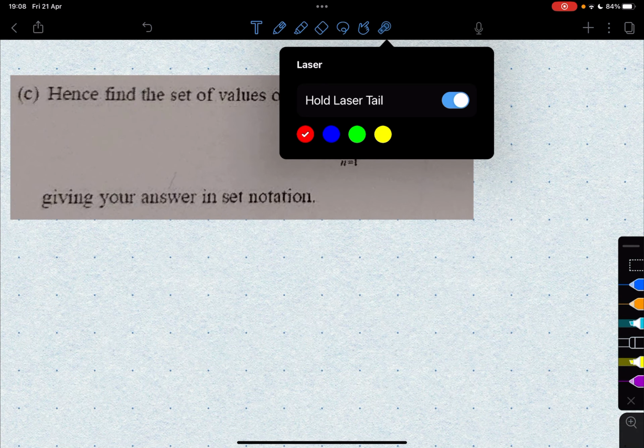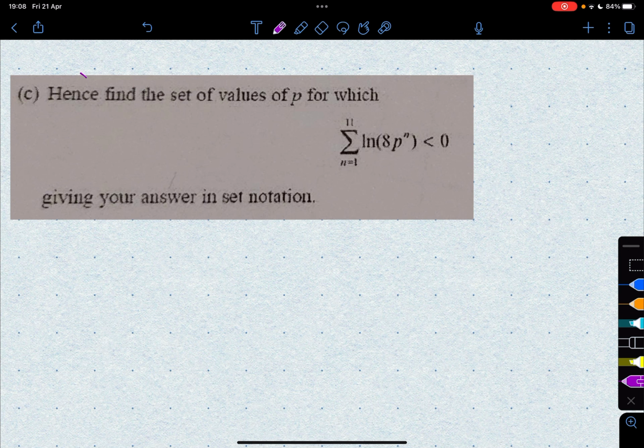Question goes on and says, hence, so using what we've just found, find the values of p for which this is negative. So when they say hence, it means use what we just found. Now we just found that this is equal to that. So the question is, when is this less than 0? Well, 33 is positive. Then you've got a log. So when is the log negative?